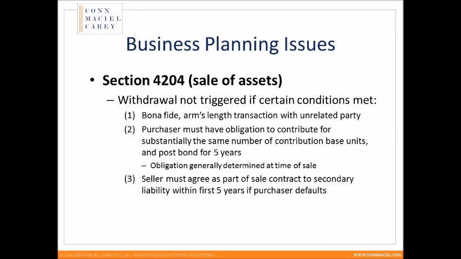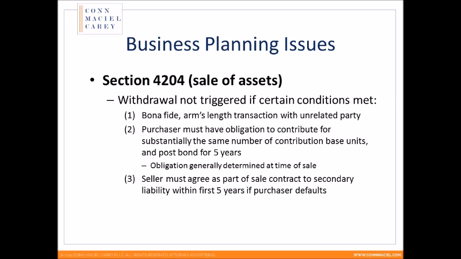So this Section 4204 slide will get us back to, well, what do you do as a seller if you're selling your business and the sale of assets is going to trigger a withdrawal? How do you avoid that? Well, you can comply with Section 4204 of ERISA, which says that a withdrawal is not triggered in an asset sale if certain conditions are met.